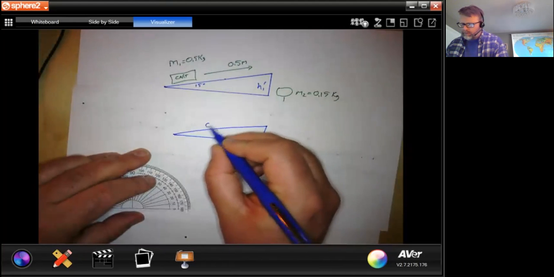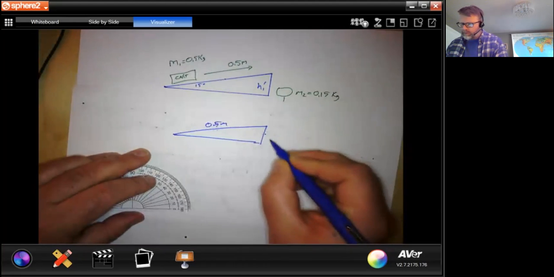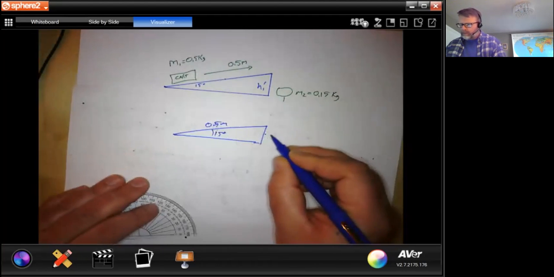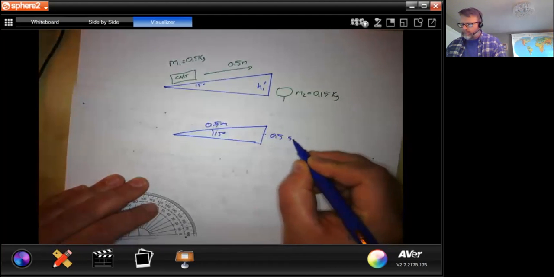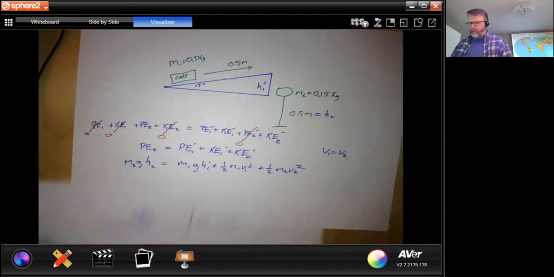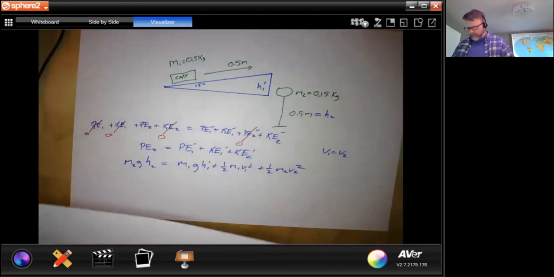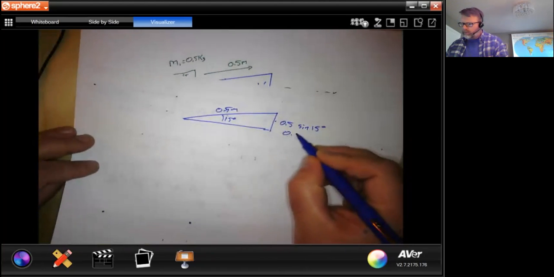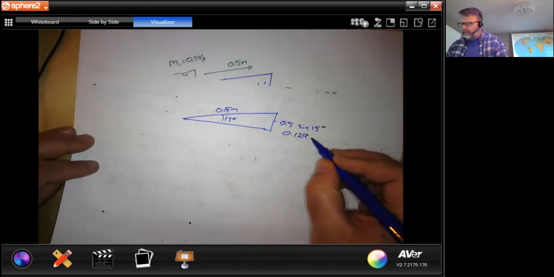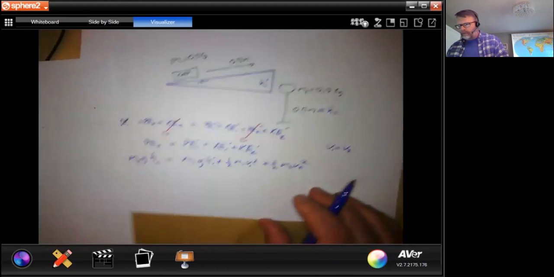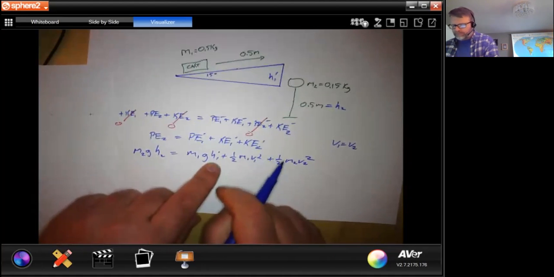Okay, so we have 0.5 meters. We have 15 degrees. Okay, so this is going to be 0.5 times the sine of 15 degrees. Okay, and I have that written down here. 0.129 meters is this height. So that's what I'm going to put in here.